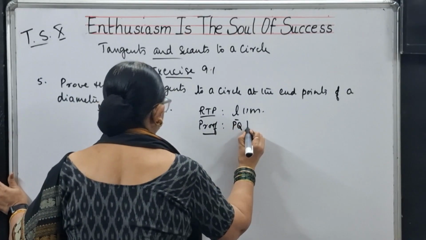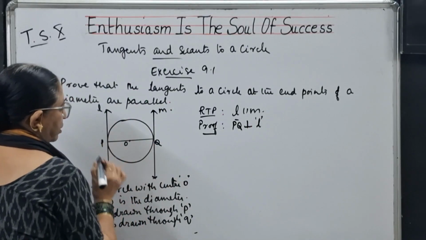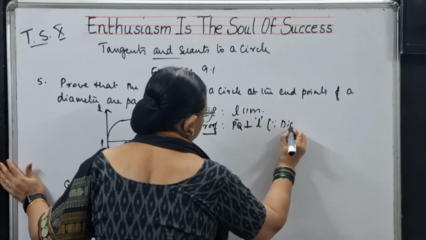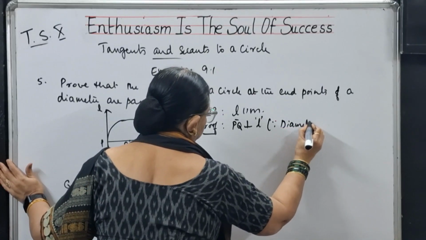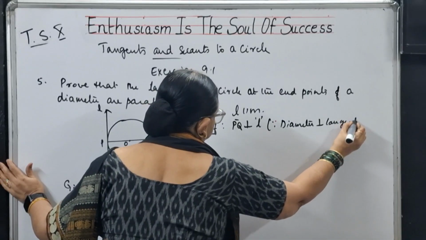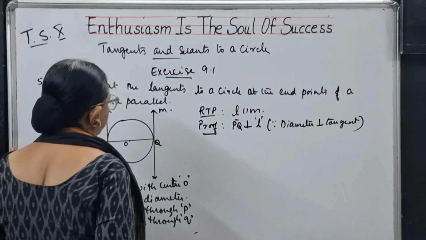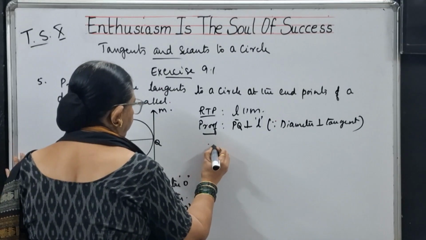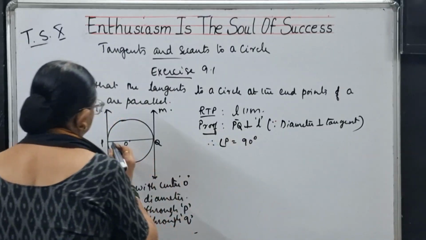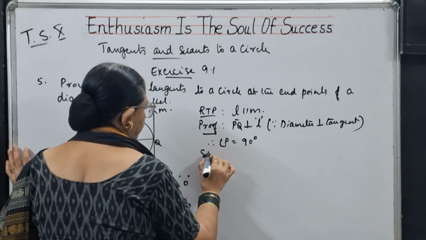We know that PQ is perpendicular to L. Why? Because diameter is perpendicular to tangent. Radius is perpendicular to tangent means diameter also is perpendicular to tangent. Therefore, I can say angle P is equal to 90 degrees. Here angle P is equal to 90 degrees.